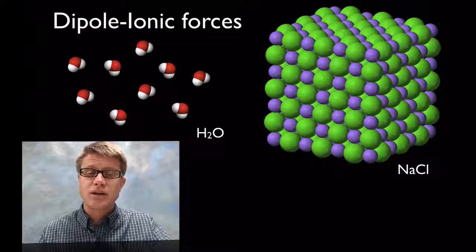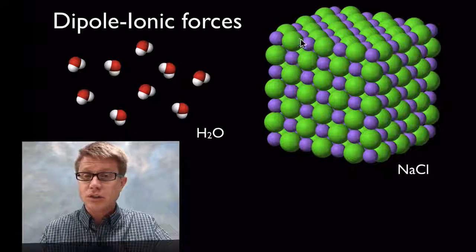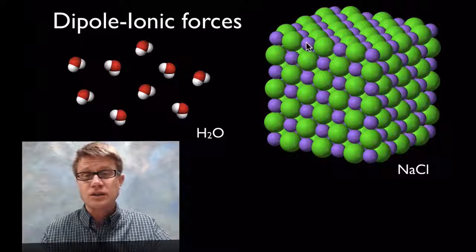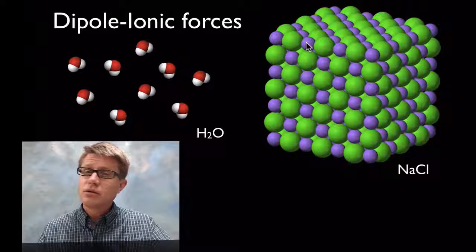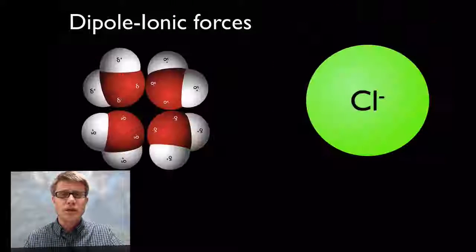And then finally, we could have an attraction between a dipole and an ion. A great example of this is how water dissolves salt. There are going to be huge intermolecular bonds between the chloride and the sodium ions, and that's why salt has this beautiful crystalline structure. But if we add it to water, we can quickly break it down and form a solution. Well, what's going on there?